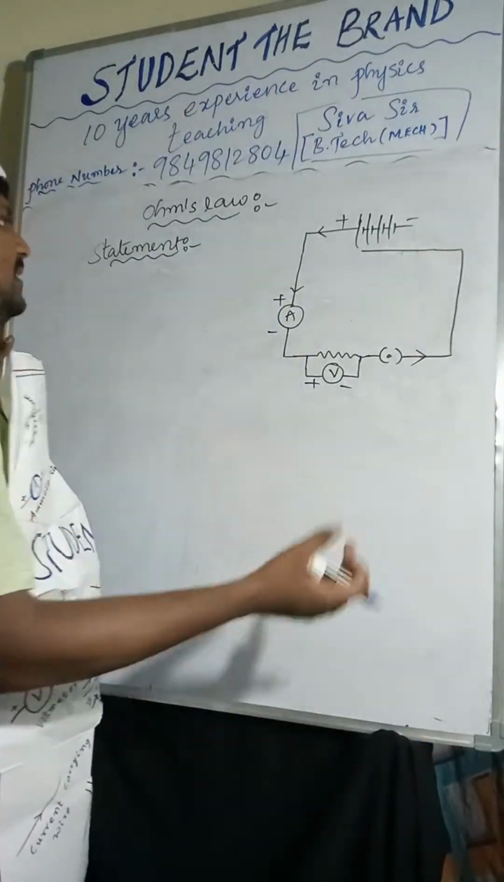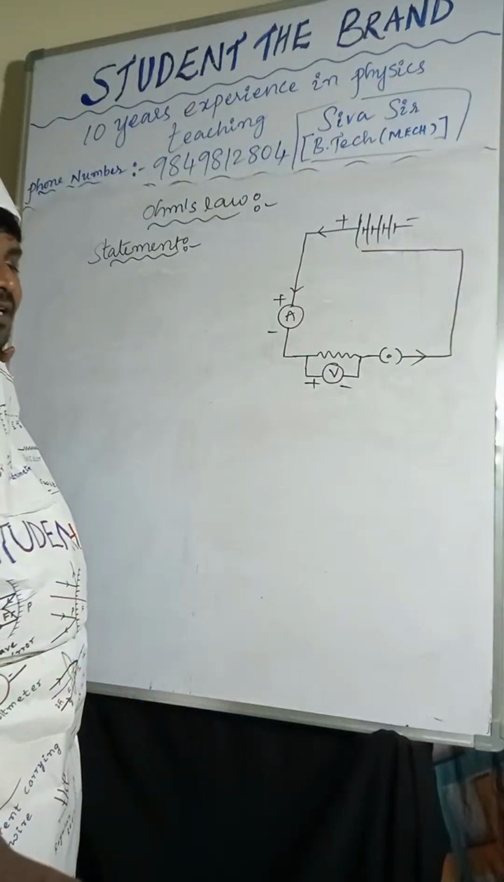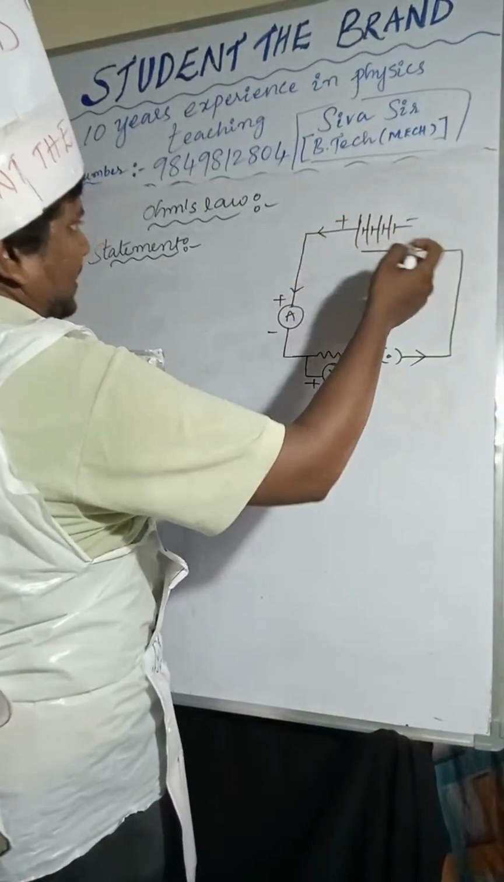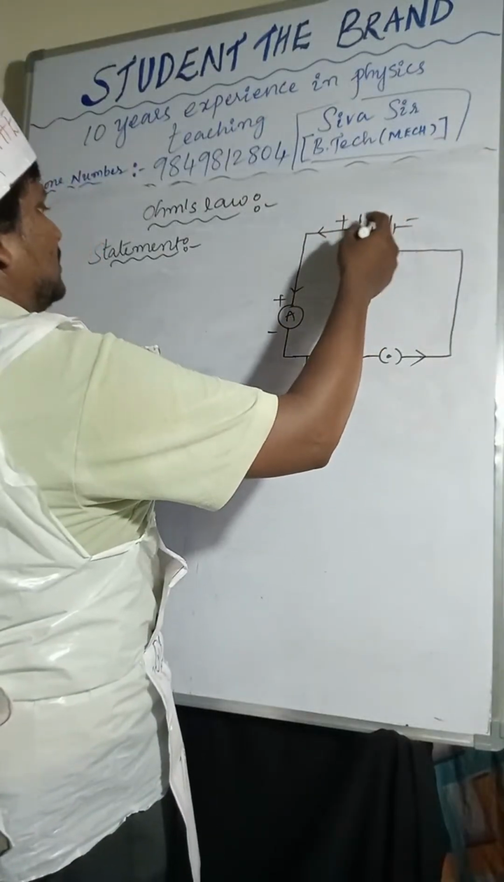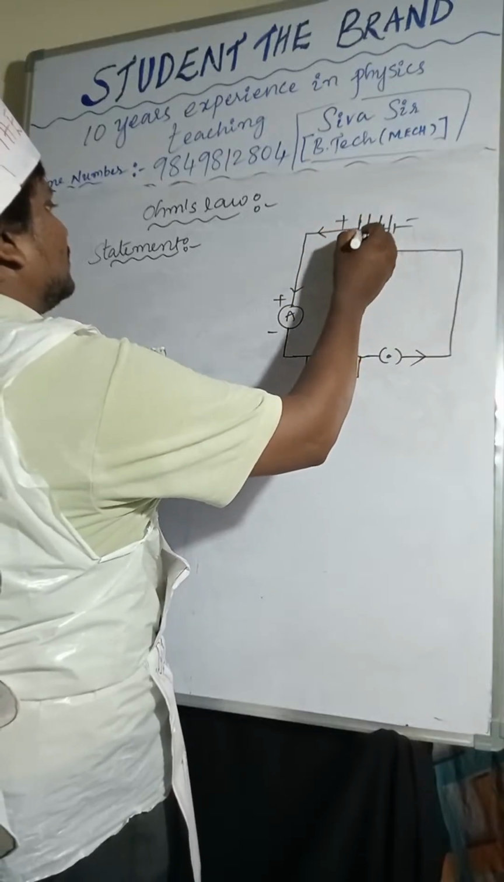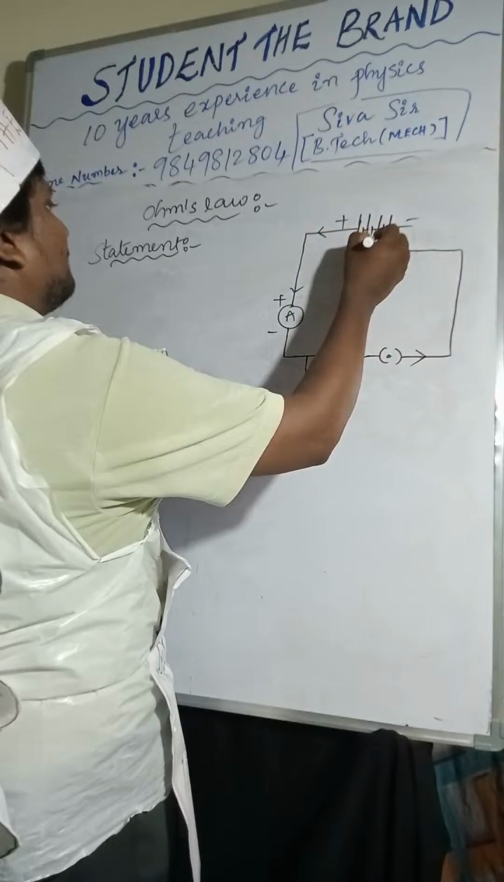Potential difference means within the conductor. Now you are considering that current is passing through it, from the positive terminal to the negative terminal. So we are considering now here.